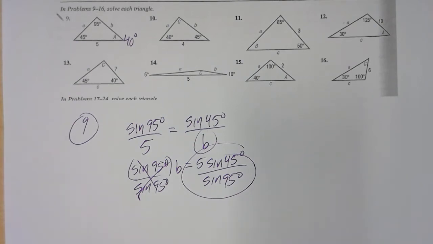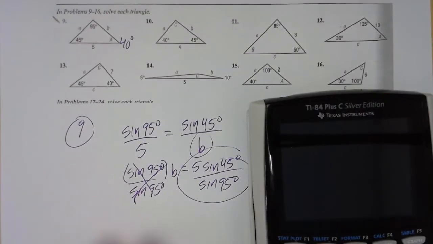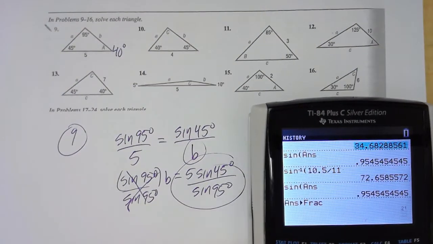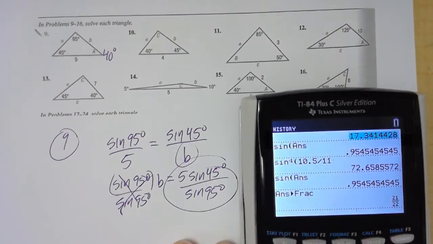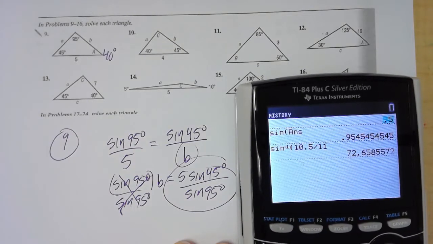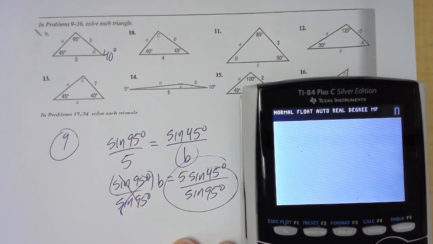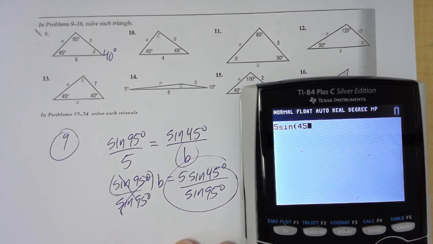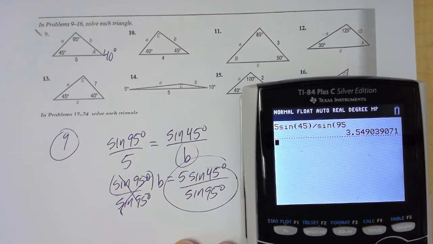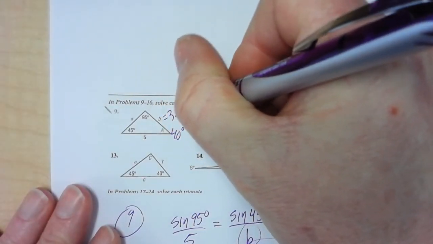So we type this into the calculator. There we go. So it's 5 sine 45, close the parentheses, divided by sine of 95. So that's 3.55. That is b. So up here, b is 3.55.